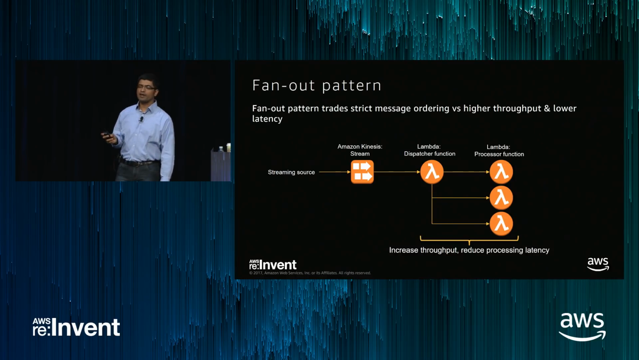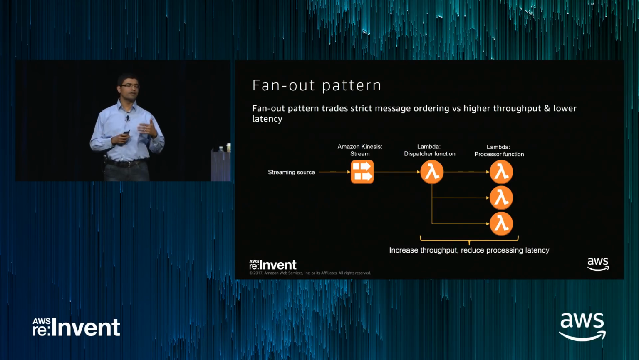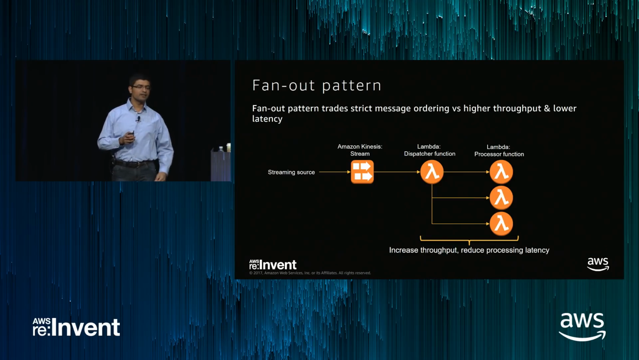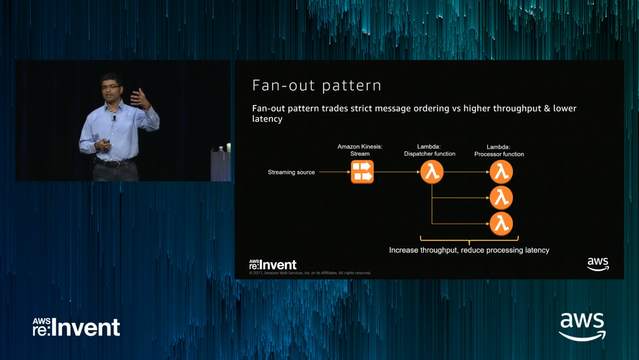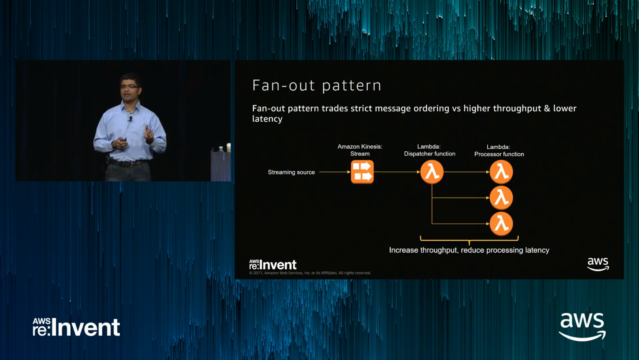Sometimes you may find that the amount of processing that you want to do in your Lambda function is so much that you can't keep up with the rate of messages coming into one shard, right? In that case, you may want to consider creating a fan-out pattern. In this pattern, you take your Lambda function logic and split it into two parts. The first part is the dispatcher. This is responsible for getting that big batch of messages from Kinesis streams, making smaller batches out of that, and invoking a Lambda processor function for each of those batches in parallel.